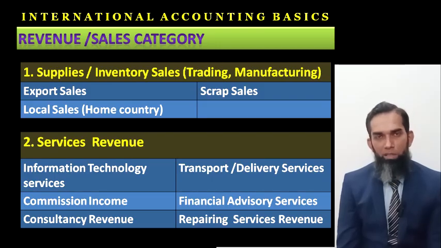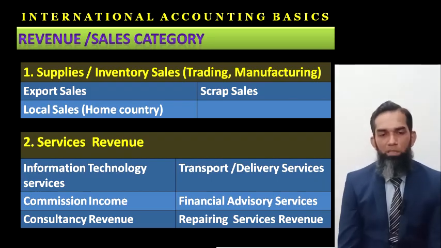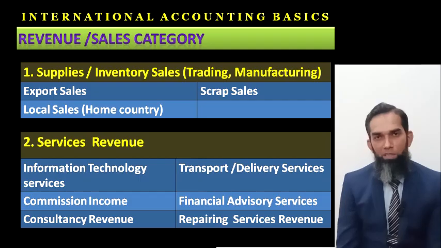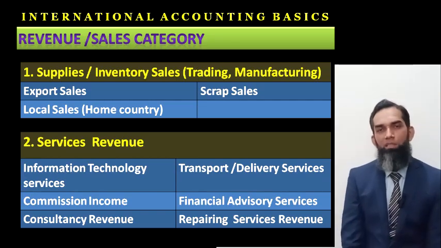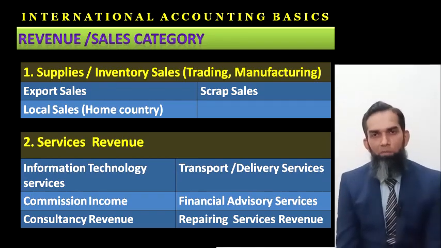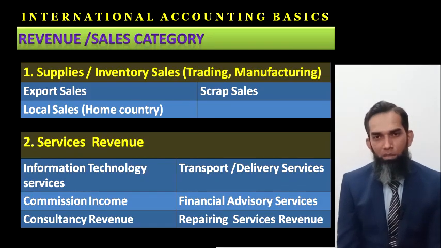So supplies base, as I earlier told, that is local sale, export sales, and scrap sales. Similarly, the service revenue: if the company is providing both, like they are manufacturing something and selling it, as well as providing services. The best example is the Honda company. The Honda company and the Toyota company prepare cars for customers, as well as providing after-sales services like repairing services and cleaning services.